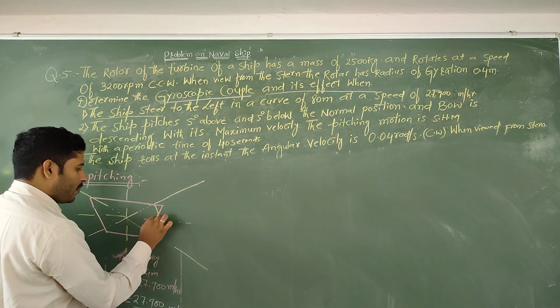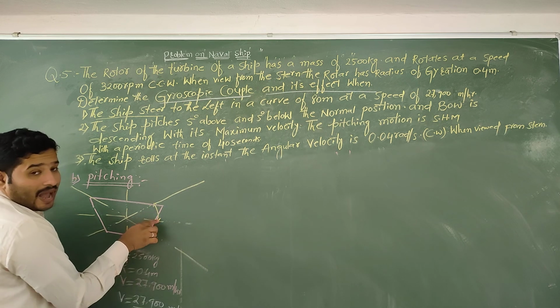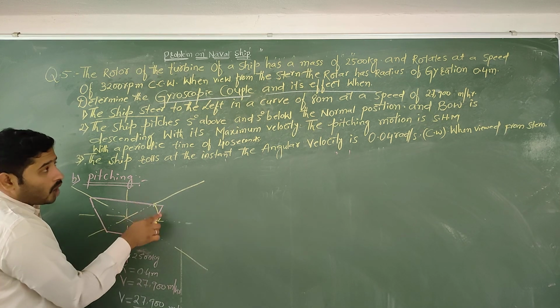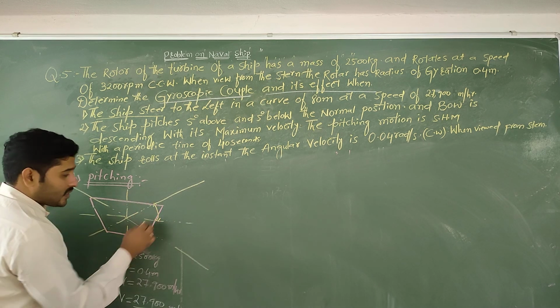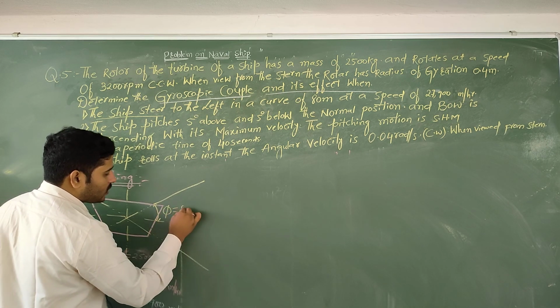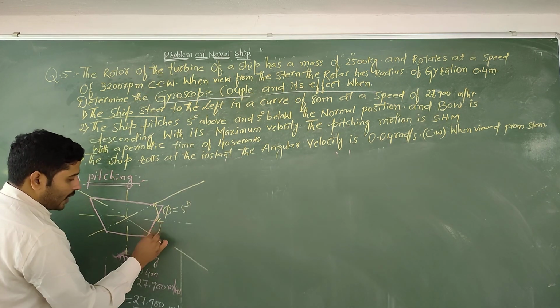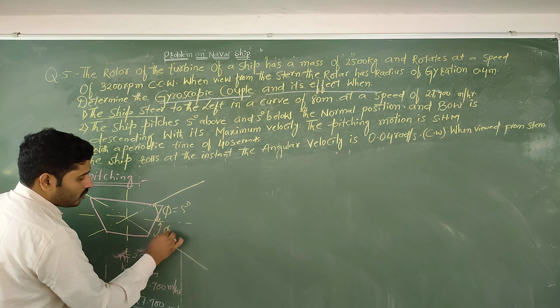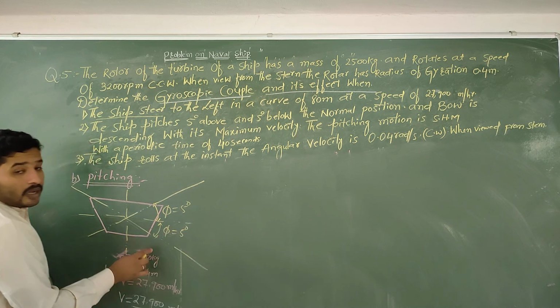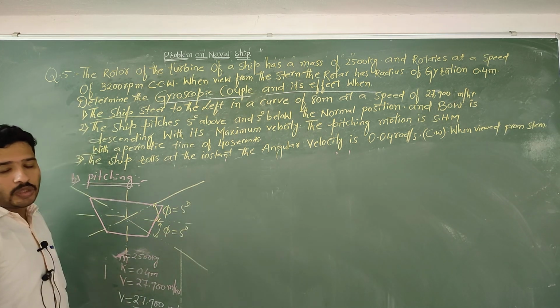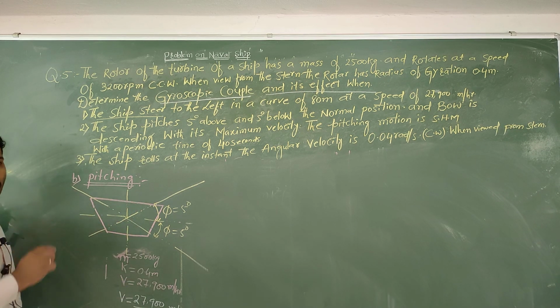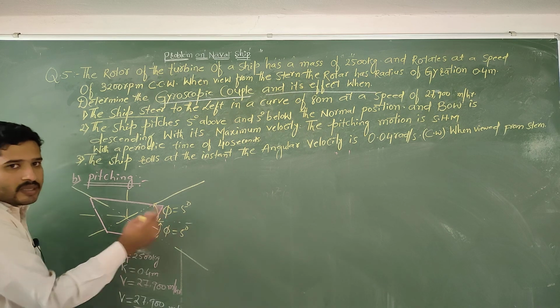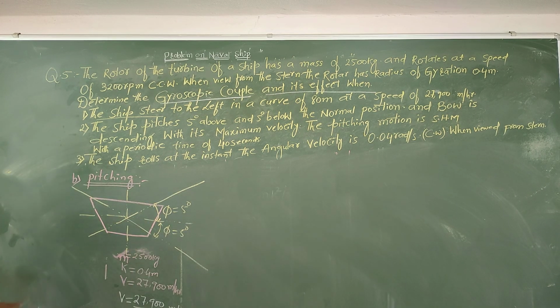So 5, that is, we can say above the mean position or above the normal position. That 5 is how much? 5 degree, and this 5 is again 5 degree. Total should be 10. 5 plus 5 equal to 10 degree. Is it right? Done. The bow is descending with its maximum velocity.